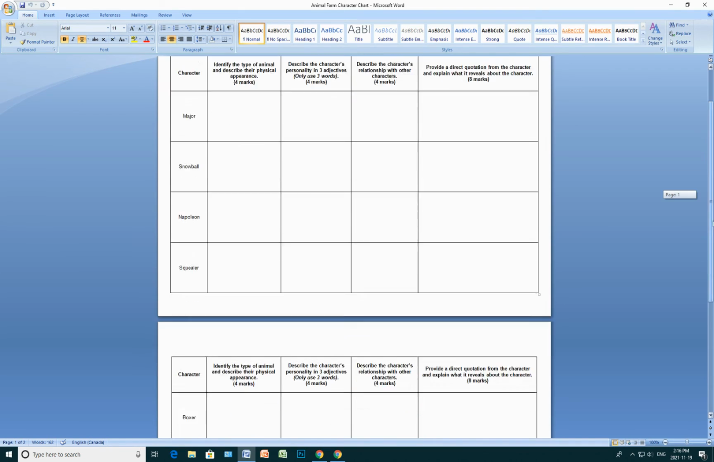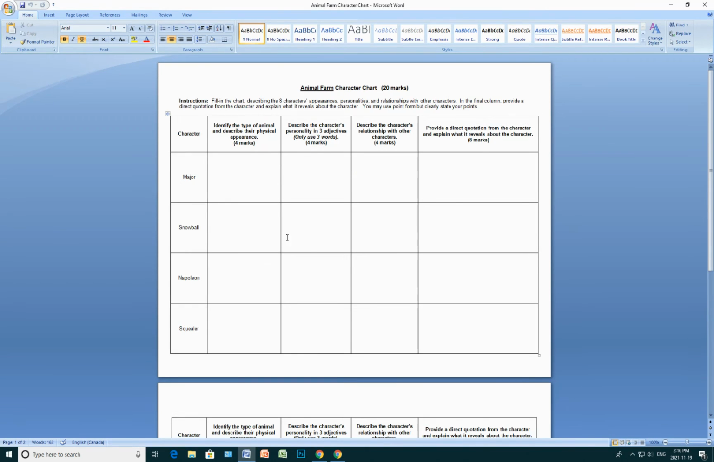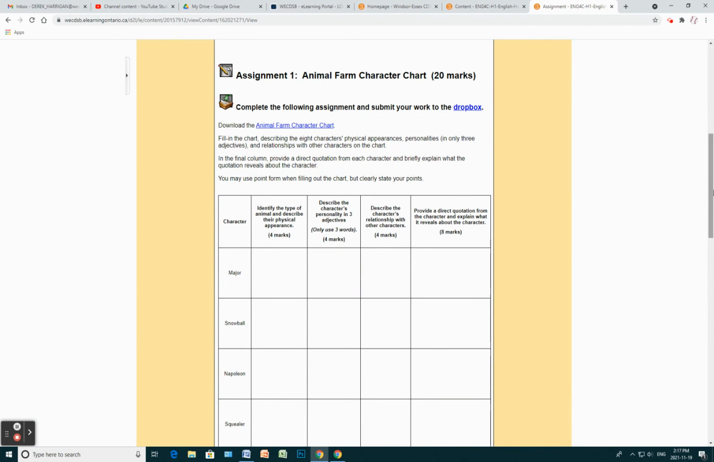And then for each of the other characters, find one direct quote and then explain what that quote says about them as a character. If you do that, you've completed assignment 1. That is the first assignment in this activity.